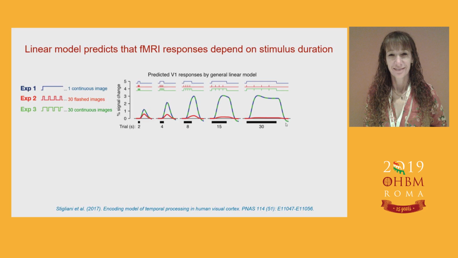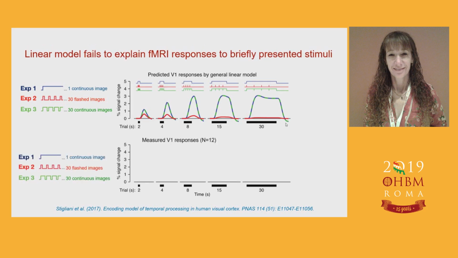So how does the V1 data look compared to the prediction of the model? If we look at experiment 1 data, it actually follows the prediction quite nicely: responses increase from 2 to 4 to 8-second trials and then plateau thereafter. However, the linear model vastly underpredicts responses in experiment 2, which are surprisingly high, especially given that the stimulation is a fraction of the duration of the trials. In fact, having briefly presented images for less time can produce stronger responses in the shortest trial than a single image.